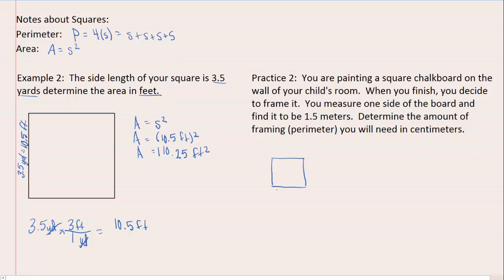Your square chalkboard is supposed to be 1.5 meters on all sides, seeing as the square has all the same side lengths. But it said to determine the amount of framing, or the perimeter, I need in centimeters. That means I need to convert my 1.5 meters to centimeters. Remembering, when converting in the metric system, we need to write down all of our prefixes.